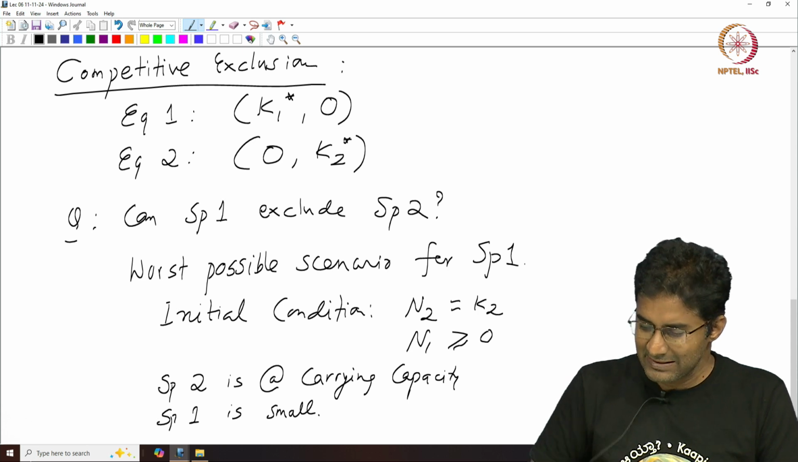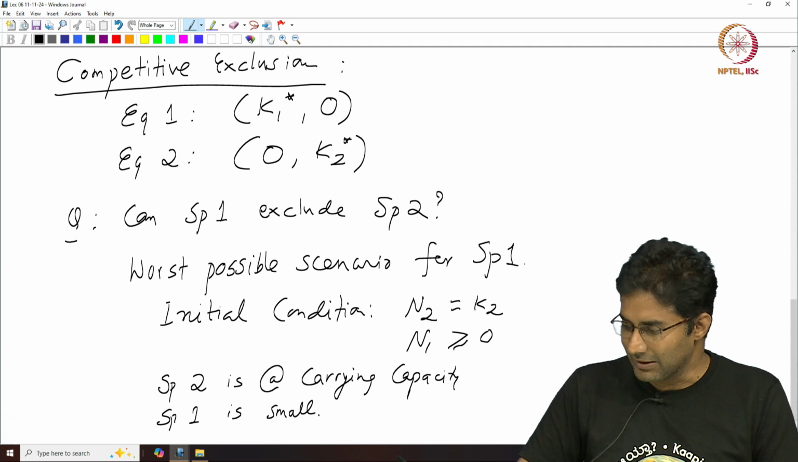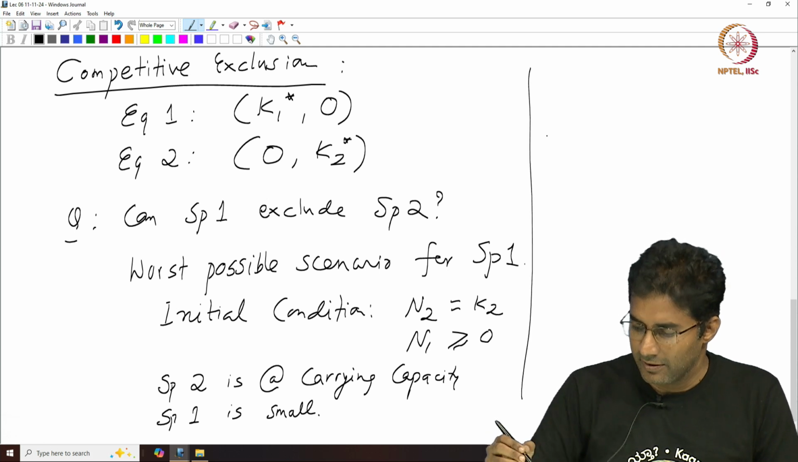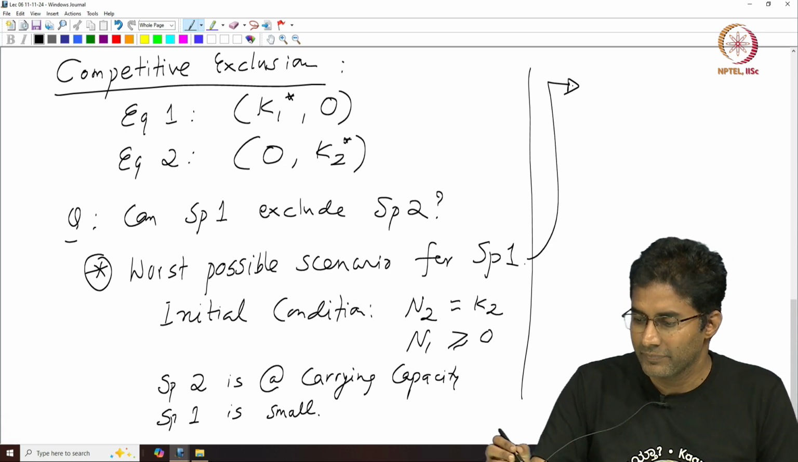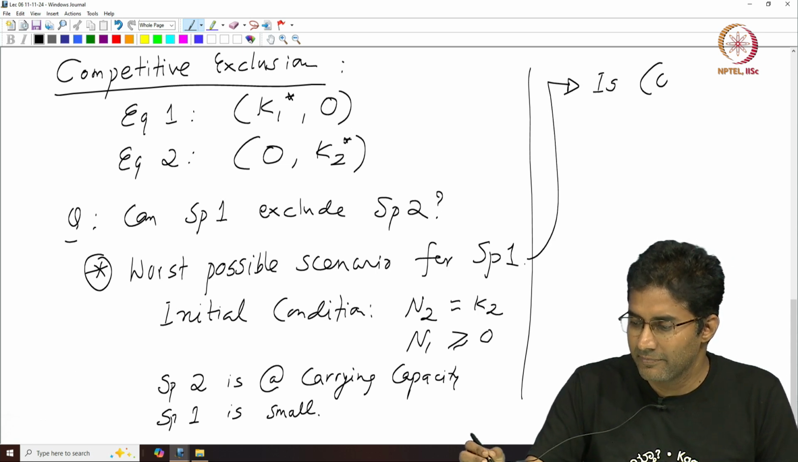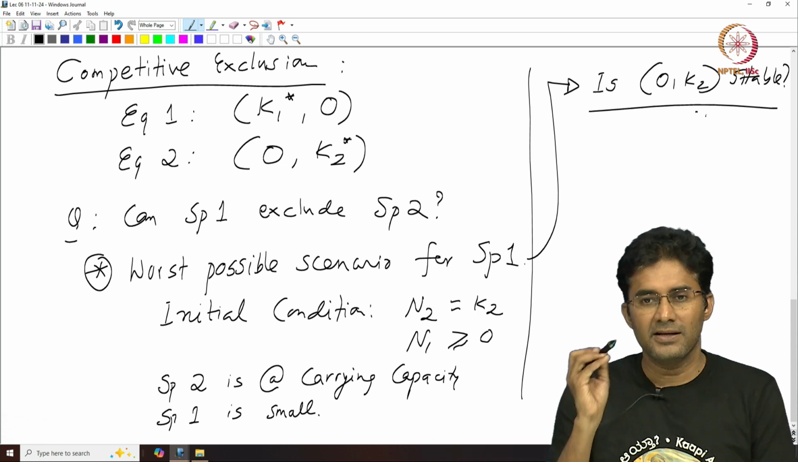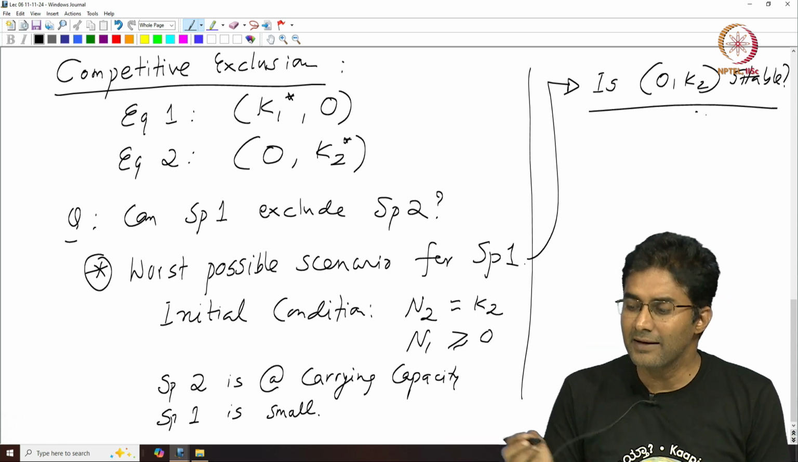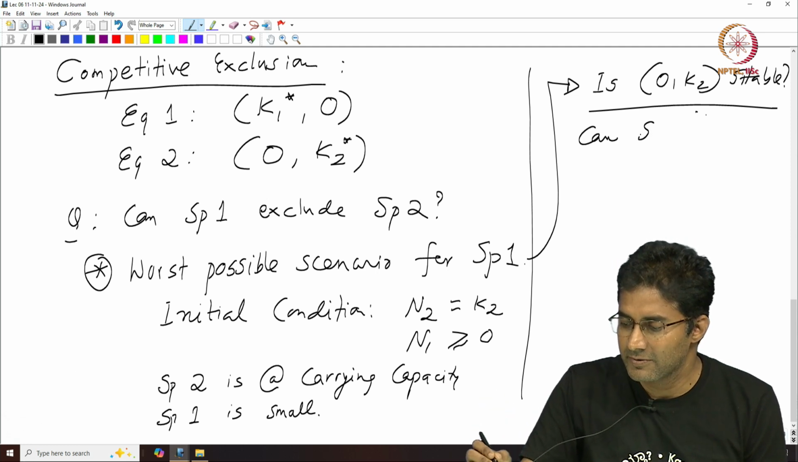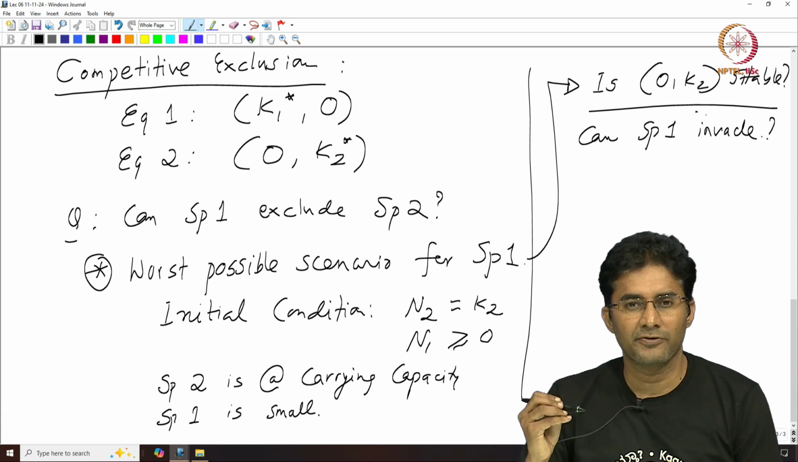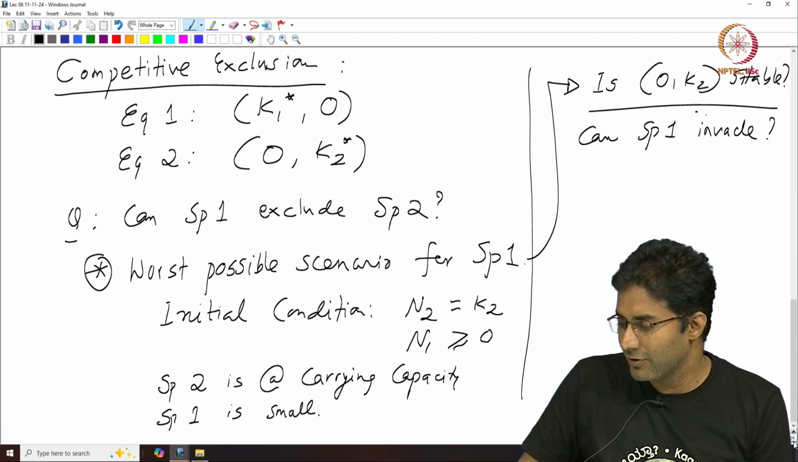So, this scenario, whatever I call the worst possible scenario, is the same as asking, is the equilibrium 0, K2 stable? That is the basic question that we are asking. Starting with 0, K2, where only species 2 is present, can species 1 invade even in this worst possible scenario? So, that is what we are going to now understand.